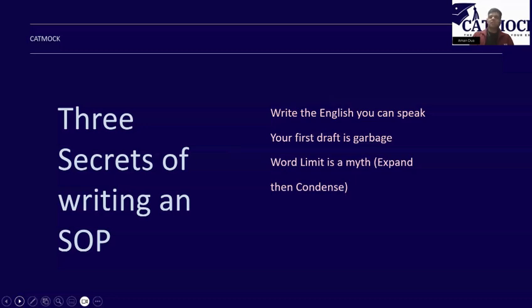And finally, word limit is a myth. What do I mean by it? You have 150 words to say what you want to say. But what you want to do is provide the most value in those 150 words. So write as many words as you can. Don't worry about the word limit when you're starting off with your draft. Write as many words as you can. Explain things in as much detail as you can.